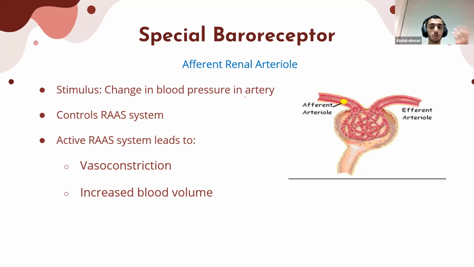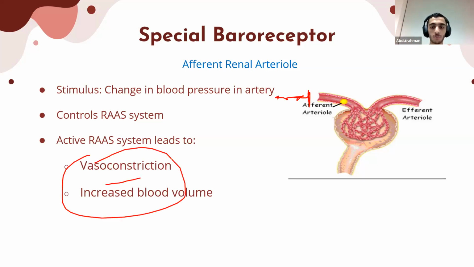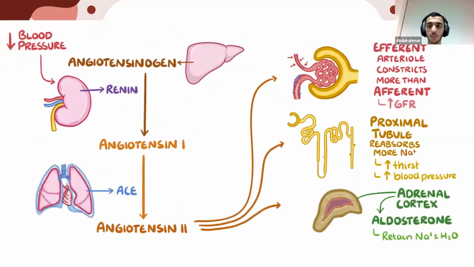Because if there is occlusion of the renal artery, then at the afferent arteriole, we have an occlusion over here. All the blood is back there. There is no blood here. So this is a low blood pressure, which is our stimulus for these two. Inshallah, if you get this part, and if you see any questions on the renal arteries, you should be good. All right.